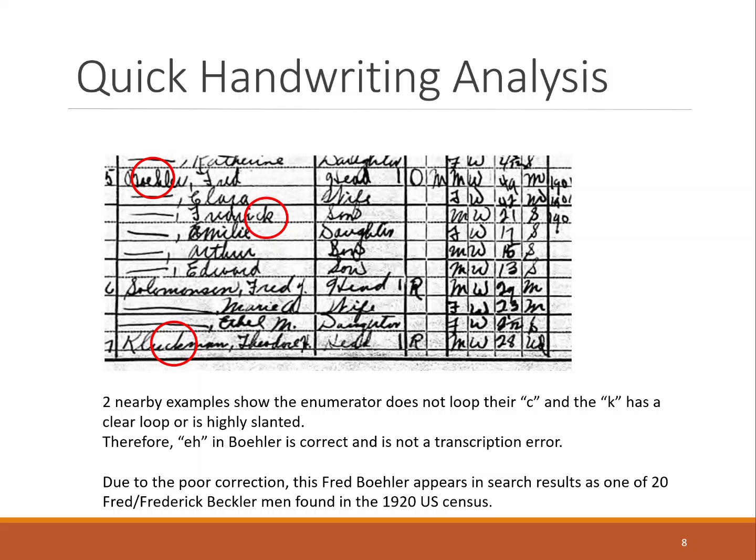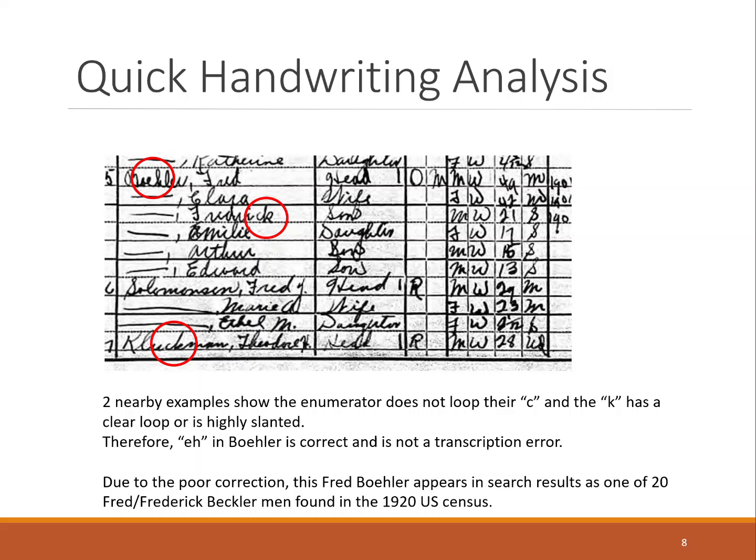Census, which this record is from, and now this census page comes up as one of 20 in the country Becklers. I find it irresponsible that somebody made that correction here, and now it's messed up and could mislead people who don't take the time to do this handwriting analysis. One other note here is you only correct what looks like an error.